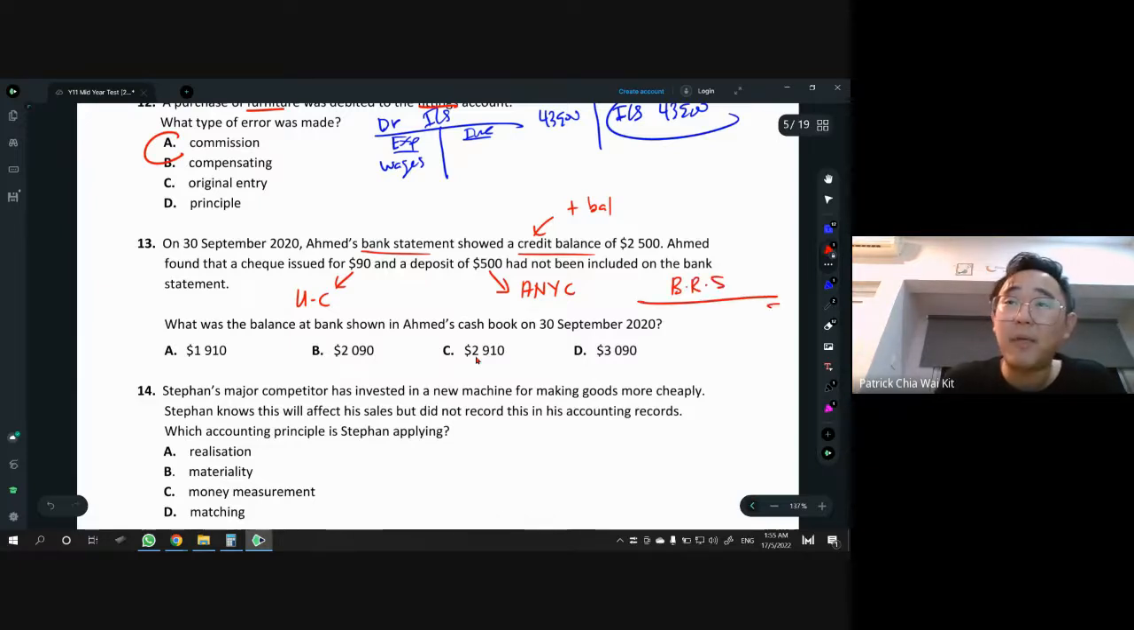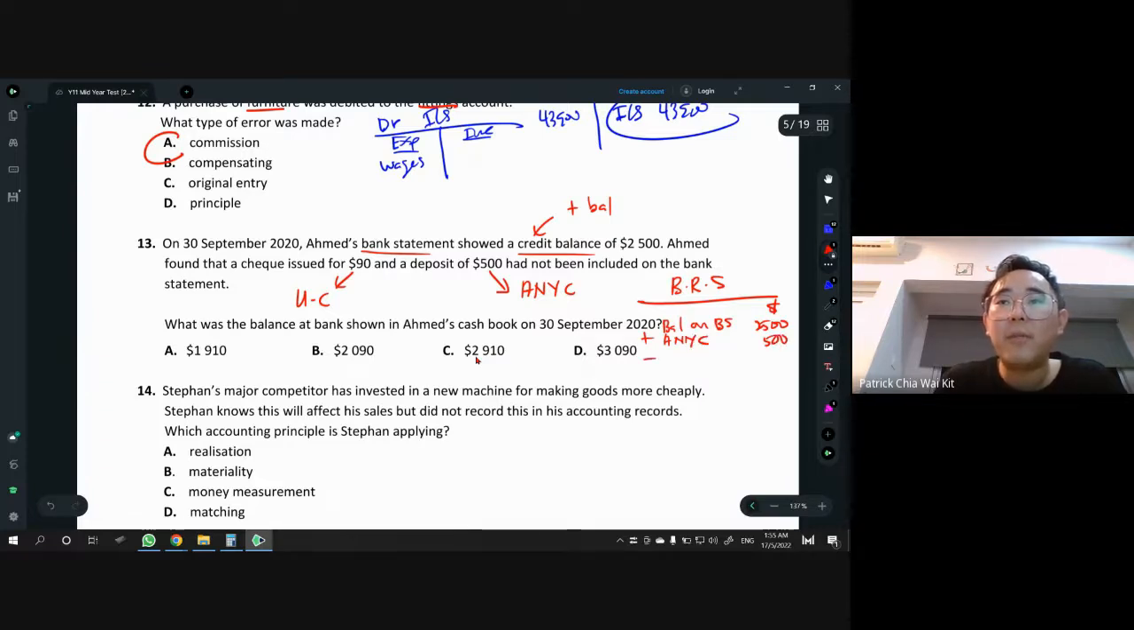Yep, there's a formula. The formula starts with the balance on the bank statement first. So our bank statement balance is positive 2500. Next, we need to plus what? Plus ANYC. ANYC in this case is 500.